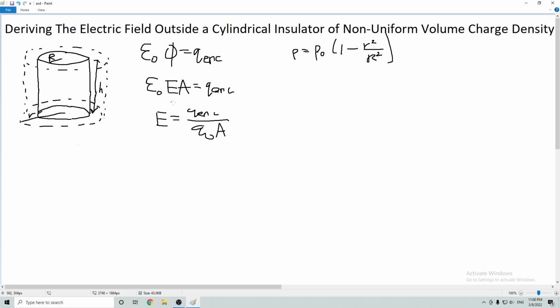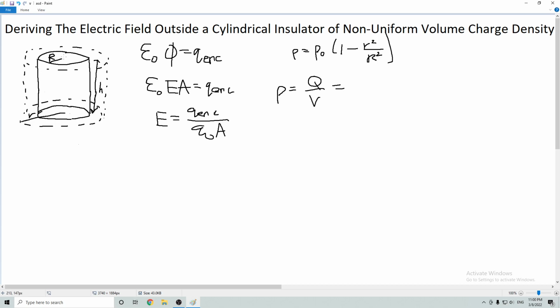Okay, so first we want to find Q enclosed, the charge enclosed. And to do this, we basically have to take the sum of all the dQs within this insulator, and there's going to be a little bit of calculus involved. So to start off, we can start off with rho. So rho is volume charge density, noted as Q over V, so charge per volume.